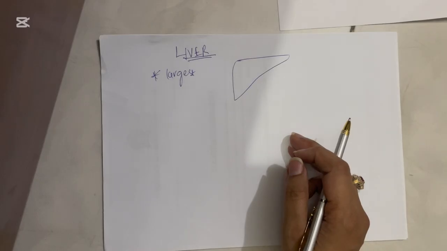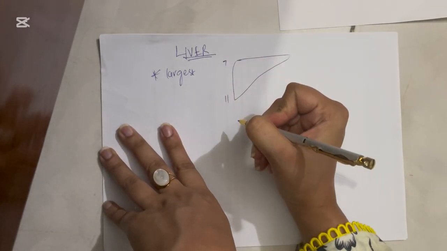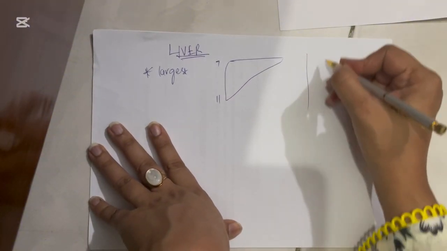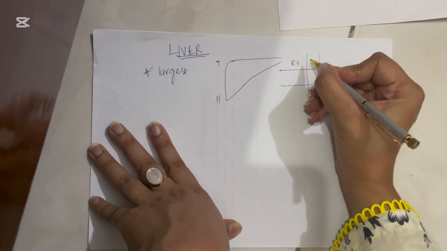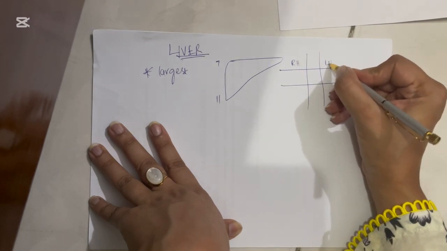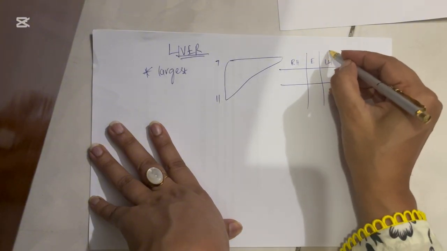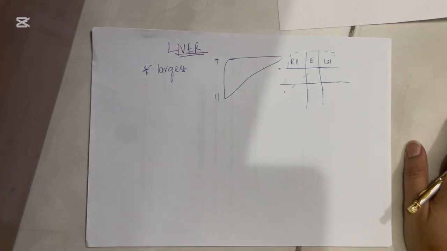Its location is such that it extends from the 7th to 11th rib vertically, and in the regions of the abdomen it extends from the right hypochondrium till the left hypochondrium, crossing the epigastrium on the way. So this is how the liver is placed in the abdomen.